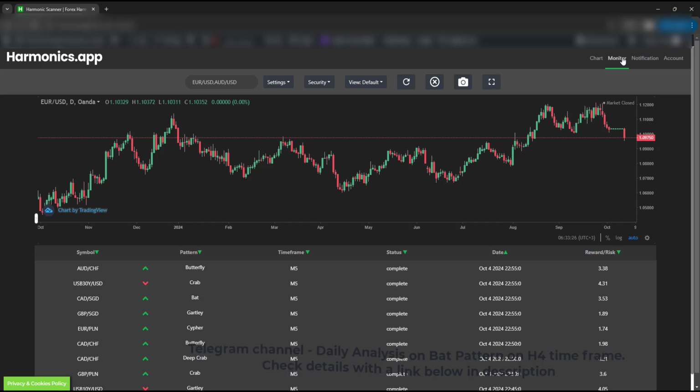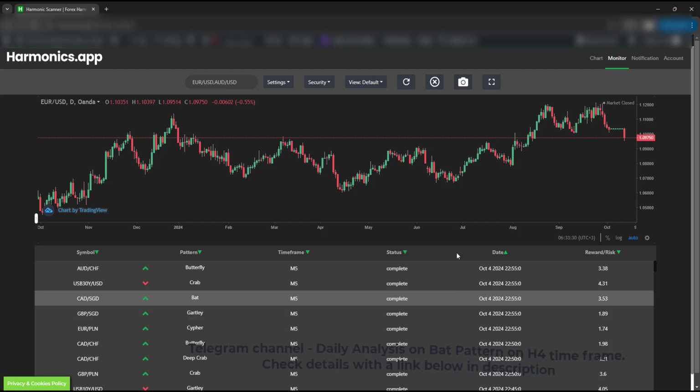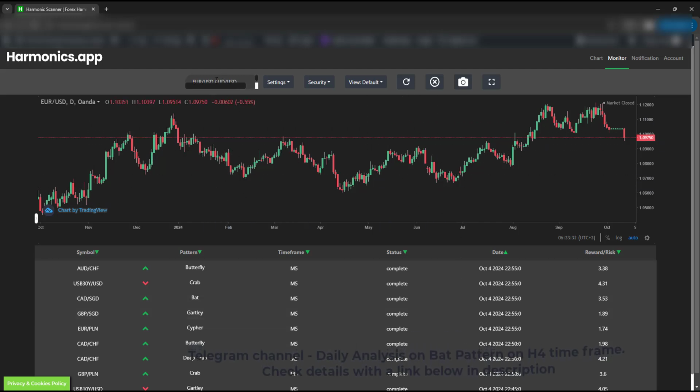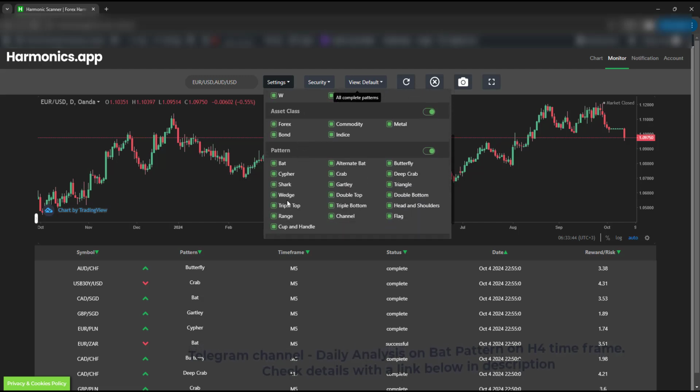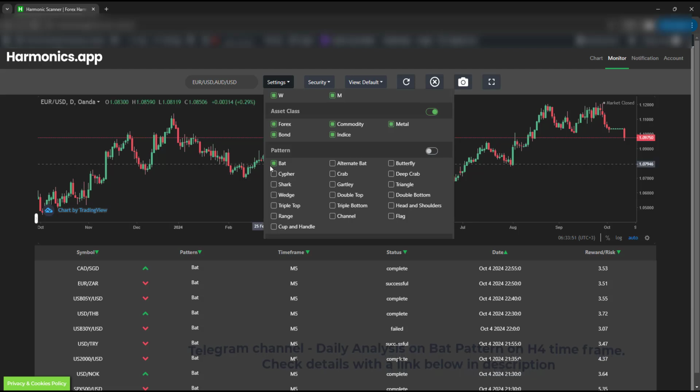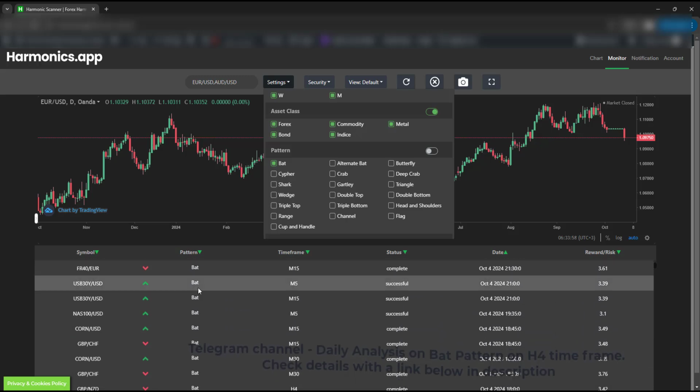Here, the scanner allows you to have a table with all details of the patterns that you have selected, with the chart above. So, for example, here on the top view, you have settings where you can select which pattern status you would like to have, for example, complete, time frames, asset classes, and patterns. If you would like to have only certain patterns, for example, only bat pattern, deactivate all of them and then activate only the one that you would like. And you can see here inside the table, inside the column pattern, you have only bat patterns.